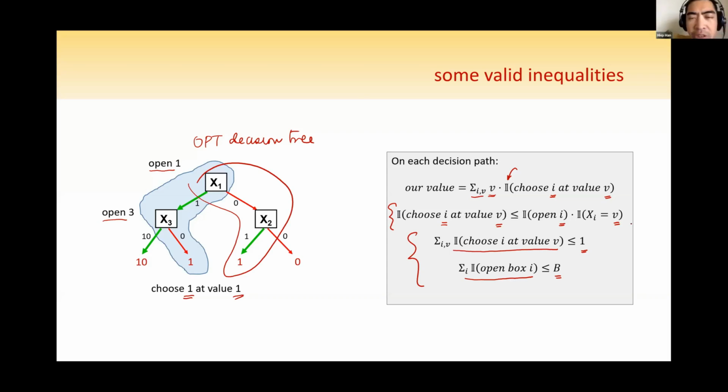Sorry, so the first sum is over all decision paths, right? In this case, I'm saying our value on this decision path is just saying, on this decision path, did I choose i at value v?